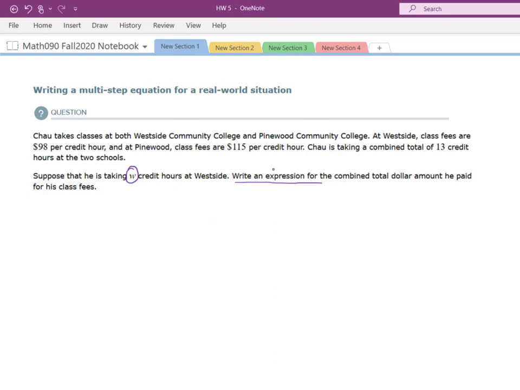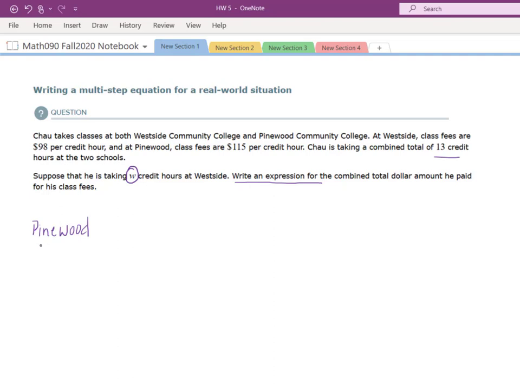Okay, so let's go back here. Westside class fees are $98 per credit hour. At Pinewood, class fees are $115 per credit hour, and he's taking a total of 13 credit hours at the two schools. Okay, so there are different ways that you could set this up to organize the information, but I like tables, which if you've watched many videos for homework 4 or 5, you probably will notice.